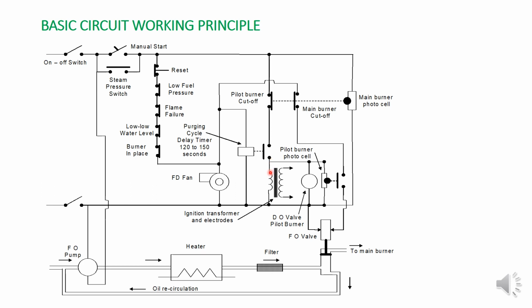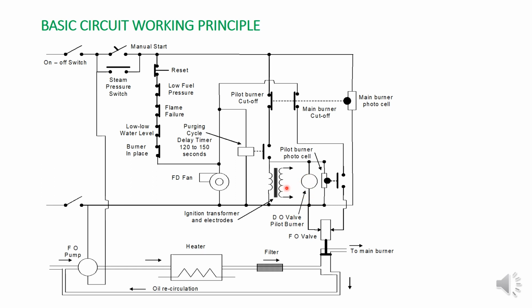So what is the next? Ignition cycle. In the ignition cycle, the transformer primary winding has a 220 volt power supply, and the output of the transformer is an 11 kV supply that transfers to the electrode inside the pilot burner. Then ignition will take place. Now there is the spark, and at the same time the ignition transformer ignites the flame, and the diesel oil solenoid valve for the pilot burner also gets opened.